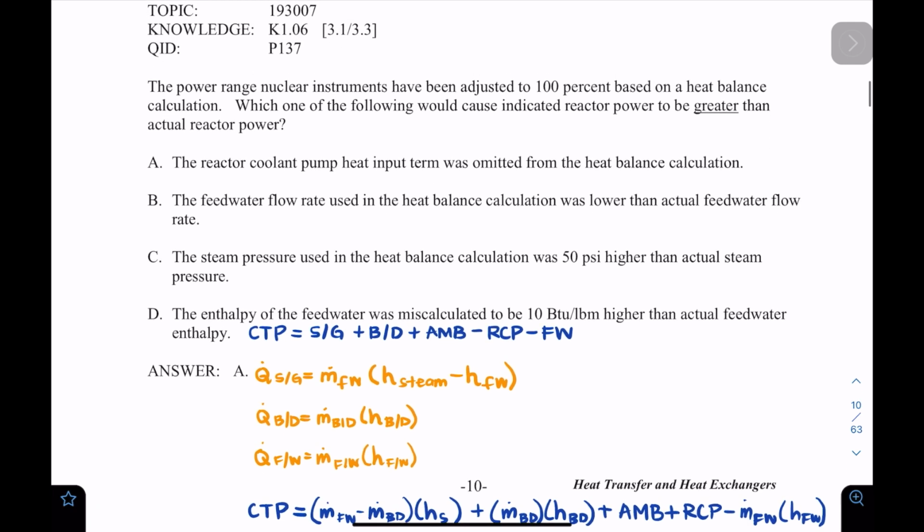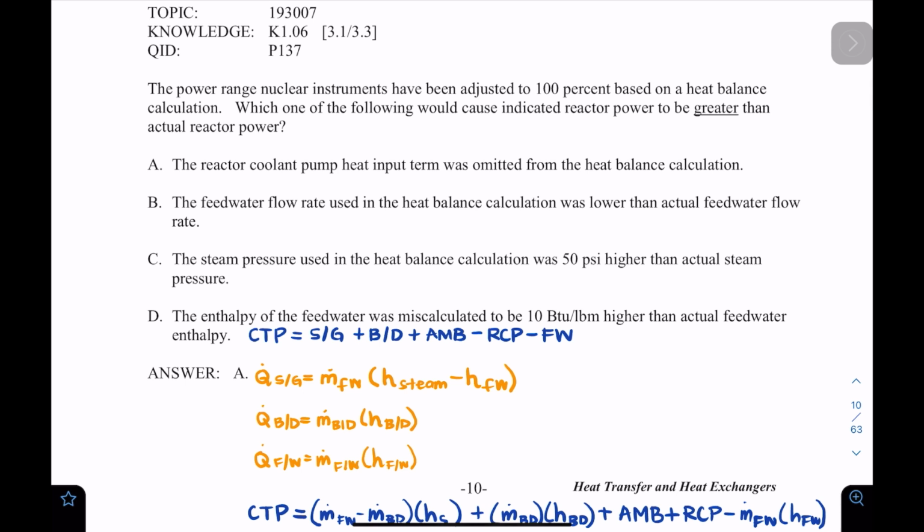So it's gonna be question P137. The power range nuclear instrument is being adjusted to 100% based on the heat balance calculation. So this is a heat balance calculation. What it says here is just like adding words, but what's important to know is that it's based on a heat balance calculation. That's why we know we're gonna use this one.